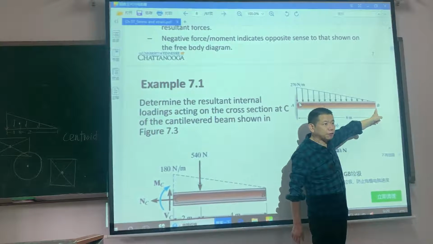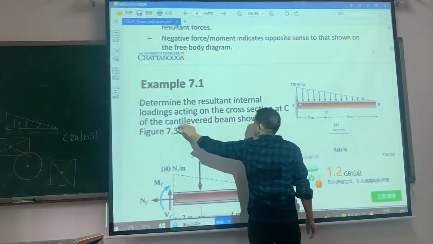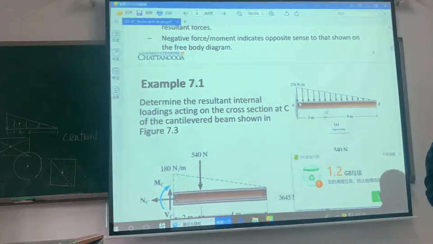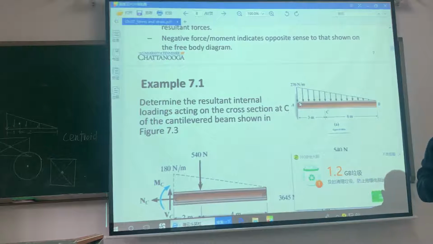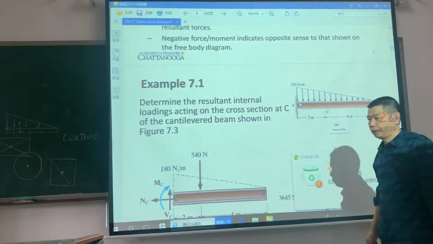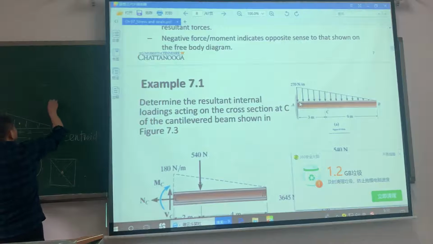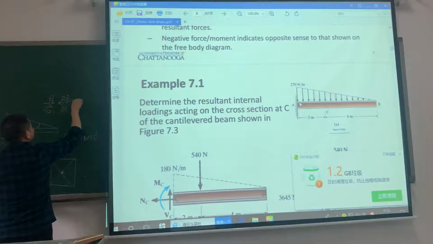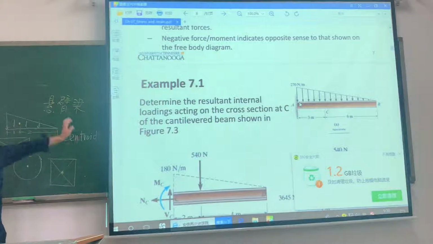The other end is free. This kind of beam, we call it a cantilever beam. Simply call it cantilever. In Chinese, we call it 悬臂梁。悬臂梁。Maybe you can write it.